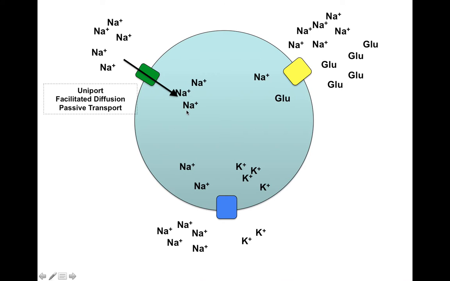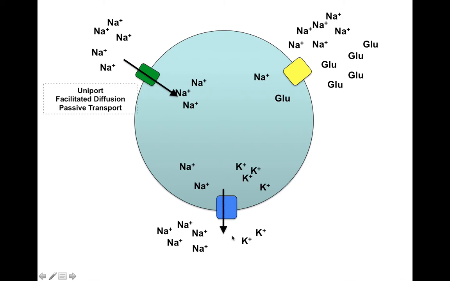Now, just to make sure all the terminology we're using makes sense with this kind of an example, since this is just one substance moving through this channel, this is called uniport. It is considered facilitated diffusion because it's moving from high to low, but facilitated because it uses a channel, and it is an example of passive transport.